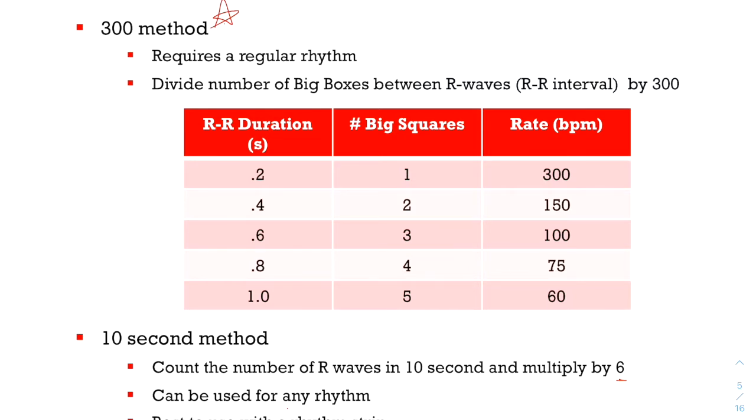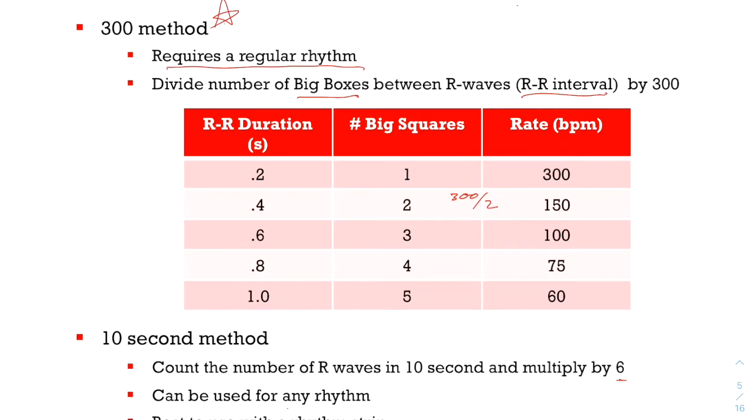The one downfall is that it requires a regular rhythm, so you'll have to assess whether the rhythm is regular in your ECG before you start using this method. But what you want to do is find your RR interval, between 2 R peaks, then count the number of big boxes, and then divide 300 by that number. And this table shows that one big box between your RR interval is going to be 300 beats per minute. 2 big boxes is going to be 150, of course, because 300 divided by 2 is 150, and so on and so forth.